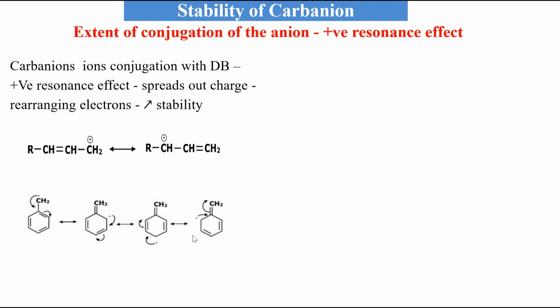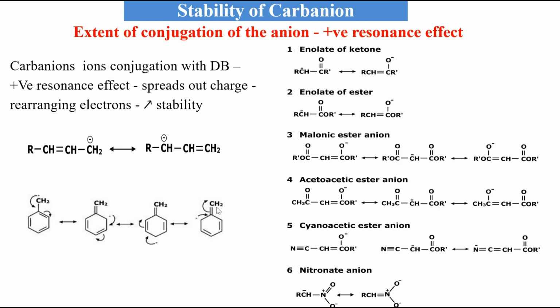Another factor which stabilizes the carbanion is the positive resonance effect. We have seen many examples of this. A carbanion generated in a ketone has an electron withdrawing group adjacent to it. These electrons move and the pi electrons move onto the oxygen. It becomes stable, and everywhere it occurs in a similar fashion.